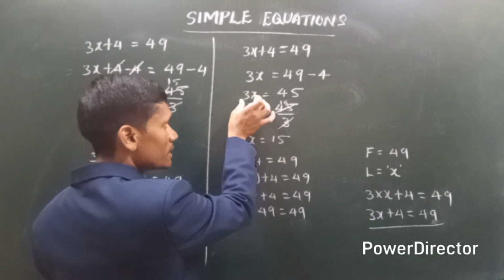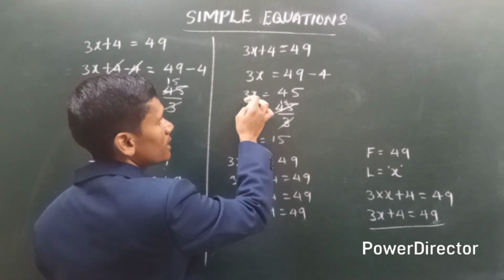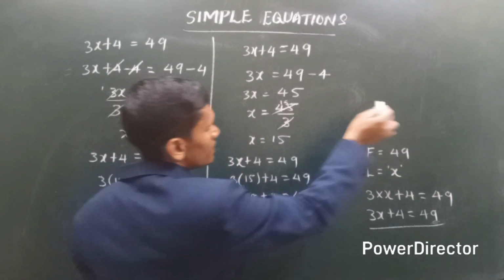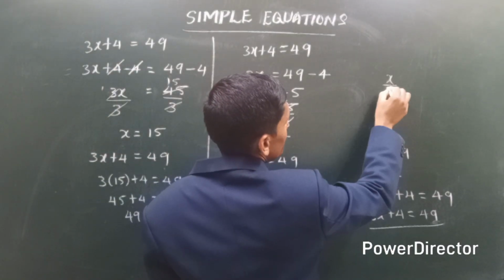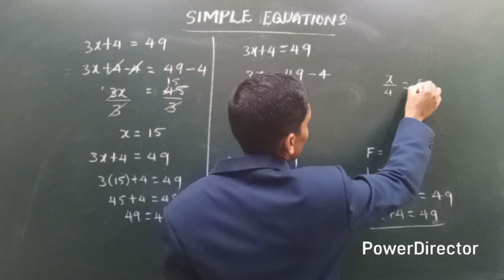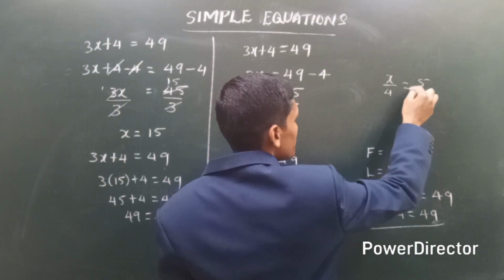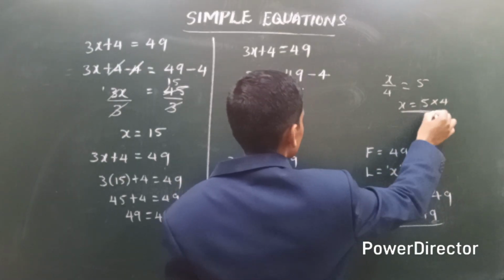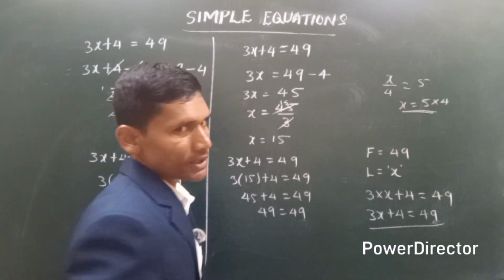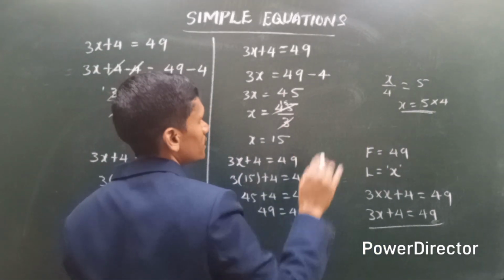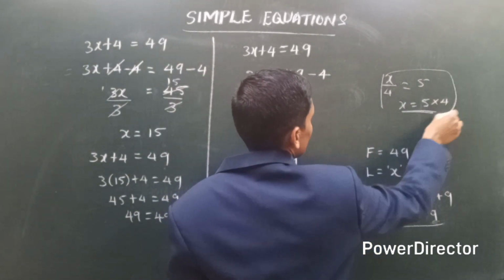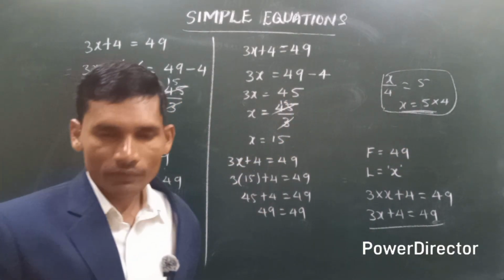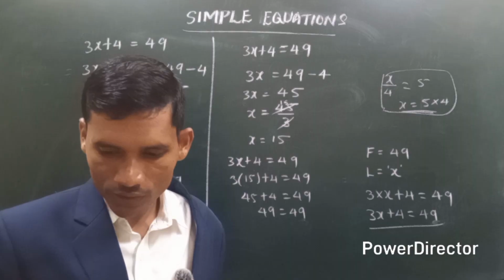If it is already multiplied here, if you take it to the other side, that becomes division. If it is division on this side, say for example x by 4 is equal to 5, if you take it to the other side, this becomes multiplication. Then x is equal to 5 into 4. Like this it changes. Remember, this is just for reference, it is not related to this example. So this is the method of solving a given simple equation.